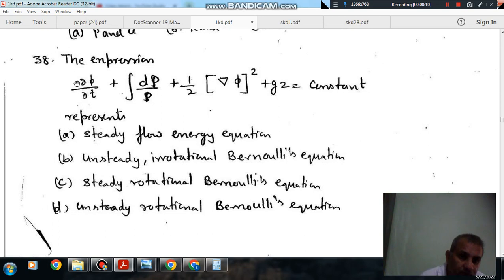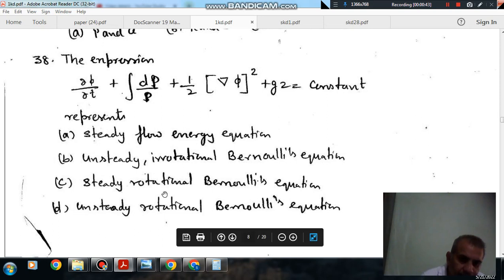The expression ∂φ/∂t plus integration dp by rho plus 1 by 2 (∇φ) whole square plus gz is equal to constant represents: Option A, steady flow energy equation. Option B, unsteady irrotational Bernoulli's equation. Option C, steady irrotational Bernoulli's equation. Option D, unsteady rotational Bernoulli's equation.